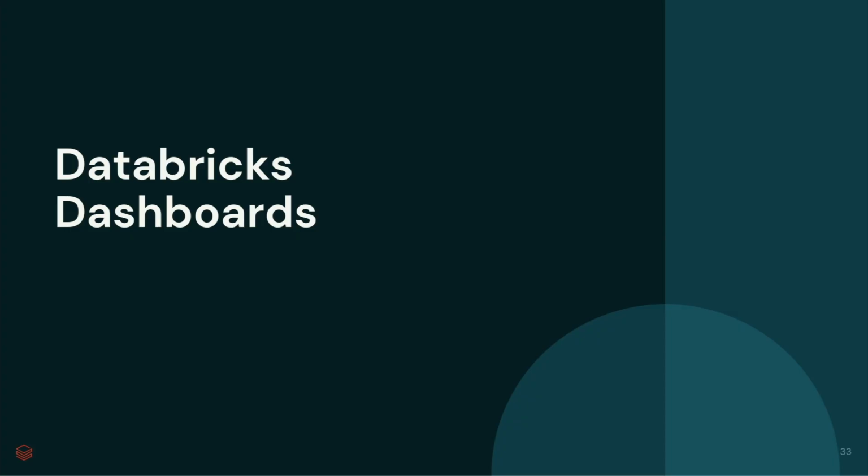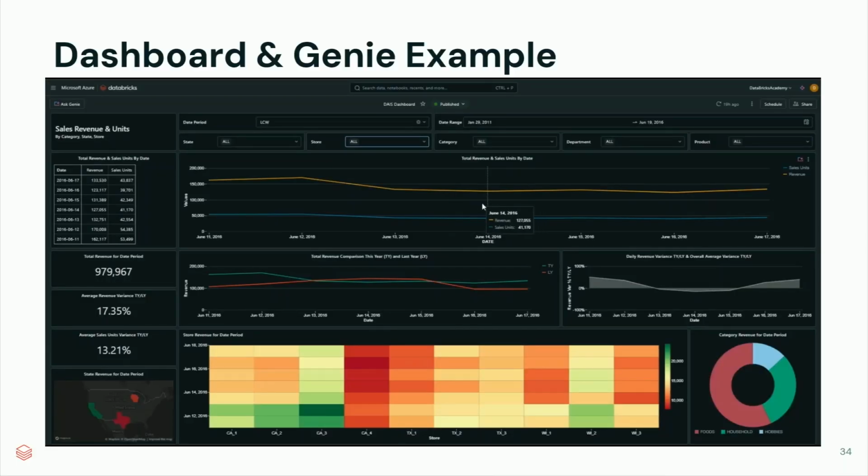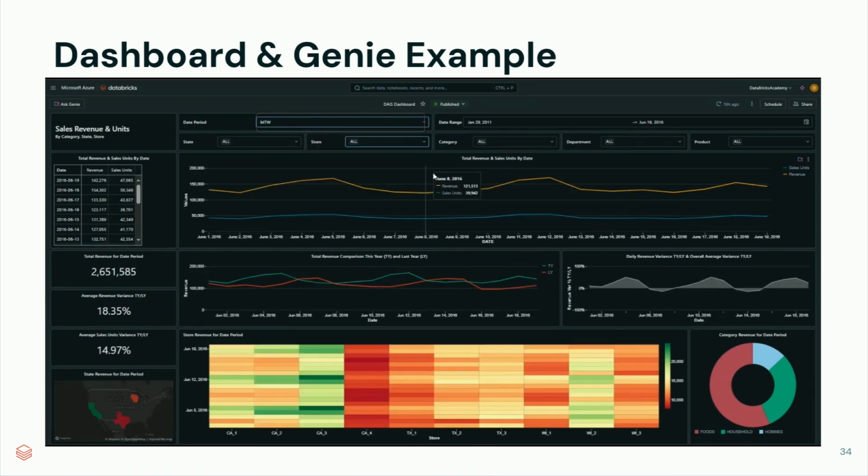Databricks dashboards are evolving at an exponential rate, and I want to highlight three features here. Databricks parameters, calculated dimensions and metrics, and an auto-generated Genie space. This is a published Databricks dashboard using the Walmart data set from the M5 forecasting competition.